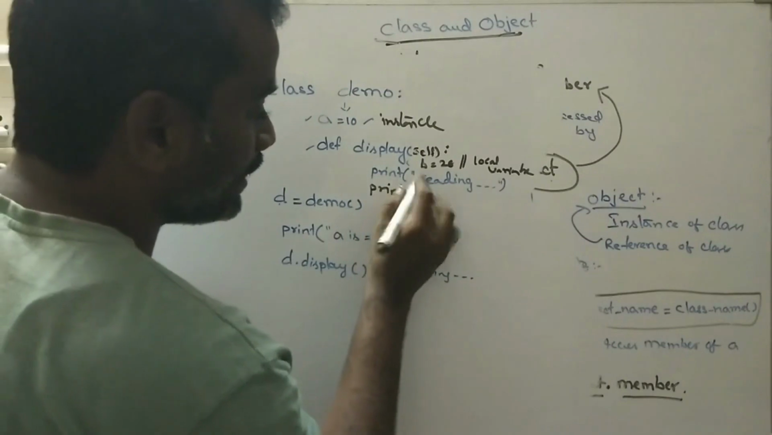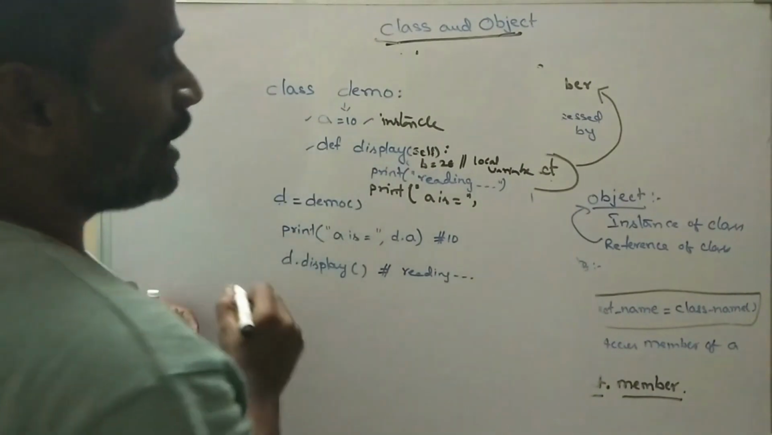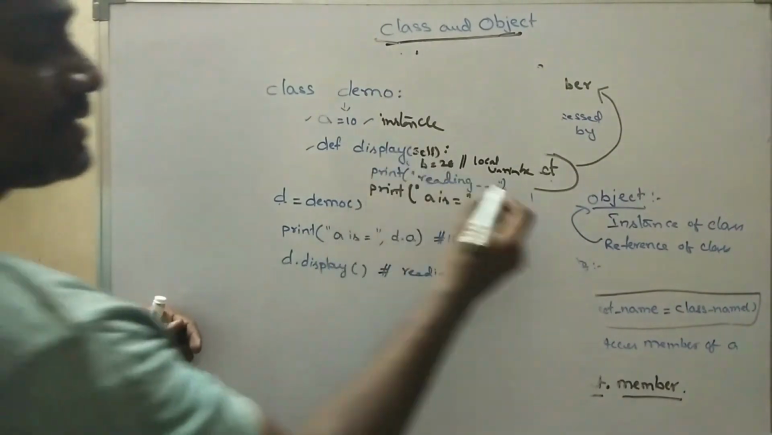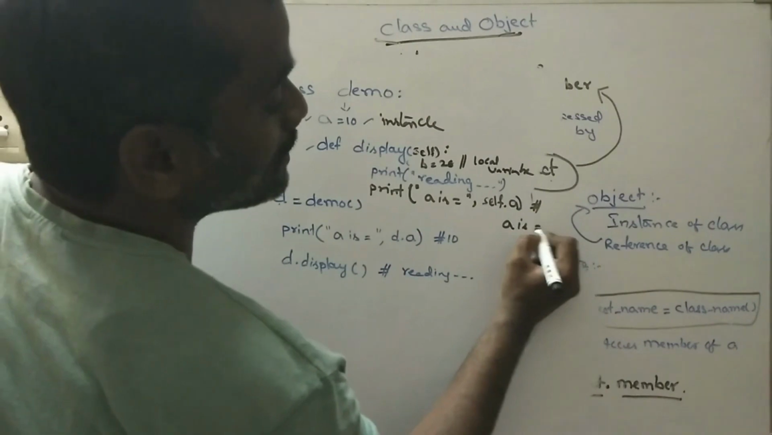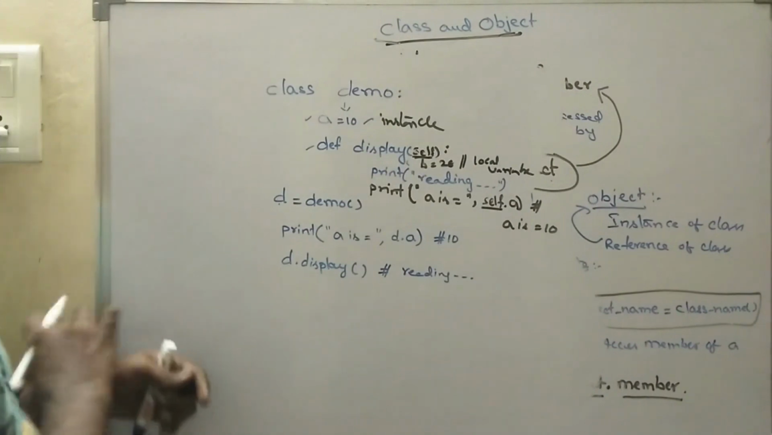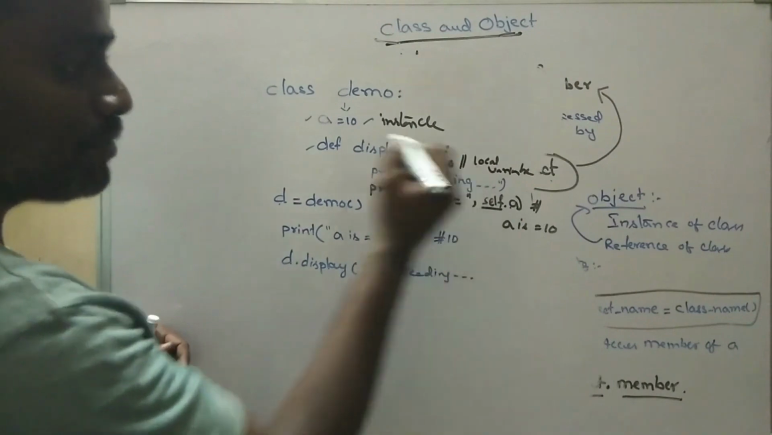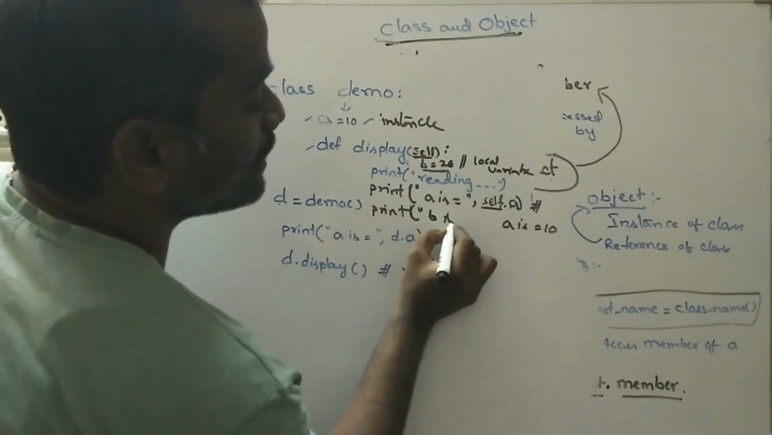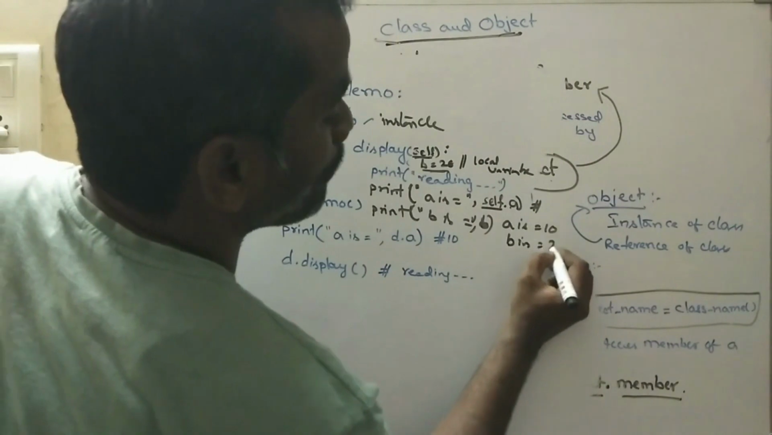If I want to access this member variable in the function, how can I display it? Print a is equal to, and how we access it is simply by representing self, the current invoking object, dot the particular member. Now I get the output a is 10. Self is the argument that by default we have to represent in functions. If I want to display the b value, simply use print b is equal to b, and you get b is 20.